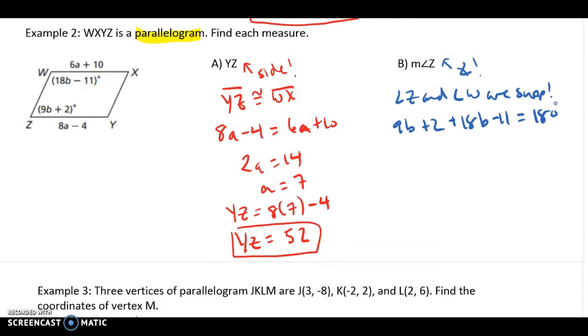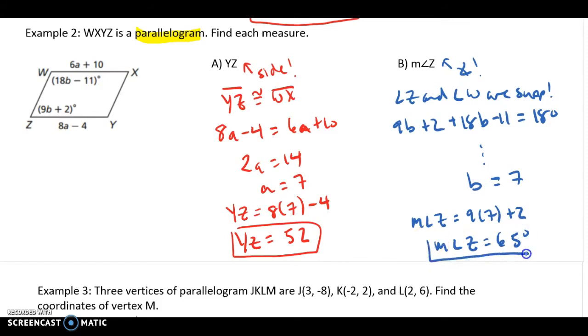And then just do your algebra here, and we should get B is equal to 7. And then again, is that my answer? No, I need to find Z. So the measure of angle Z is equal to 9 times 7 plus 2. So that's going to give me 65 degrees. And now I'm done. All right.